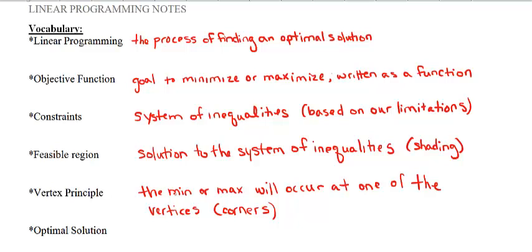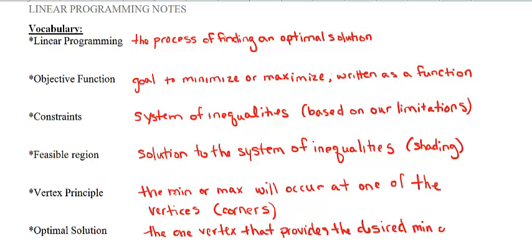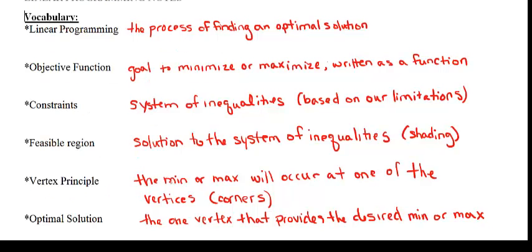Our optimal solution is going to be based on our objective. If our goal is to minimize, we want to pick the vertex that provides us with a minimum amount of something when we plug it back into our objective function. If we want to maximize, our optimal solution would be the largest value based on a vertex. So our optimal solution is going to be the one vertex that provides the desired minimum or maximum. And it's all based on what the problem asks for.